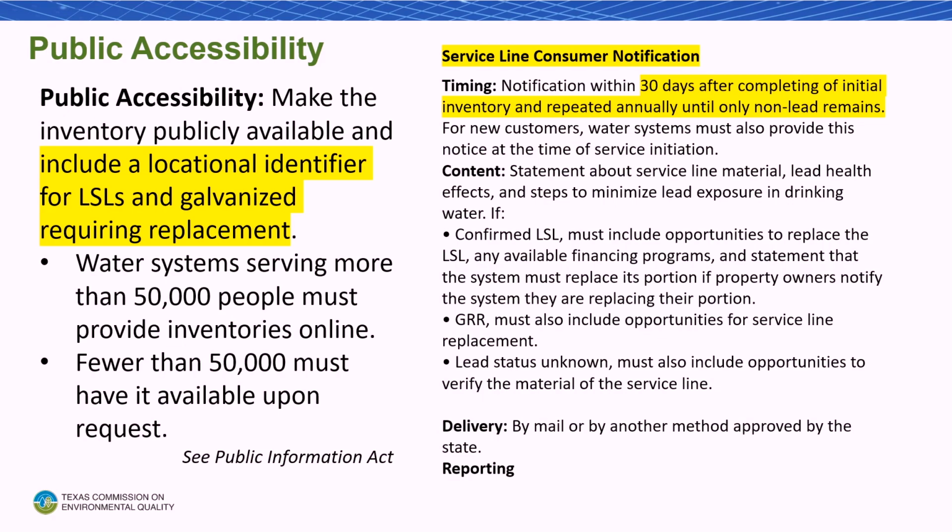If you have more than 50,000 people in your system, then you must make the inventory available online. Less than 50,000, make it available upon request. So if somebody comes in, which is already the rule, under the Texas Open Records or Public Information Act, they can request that now.